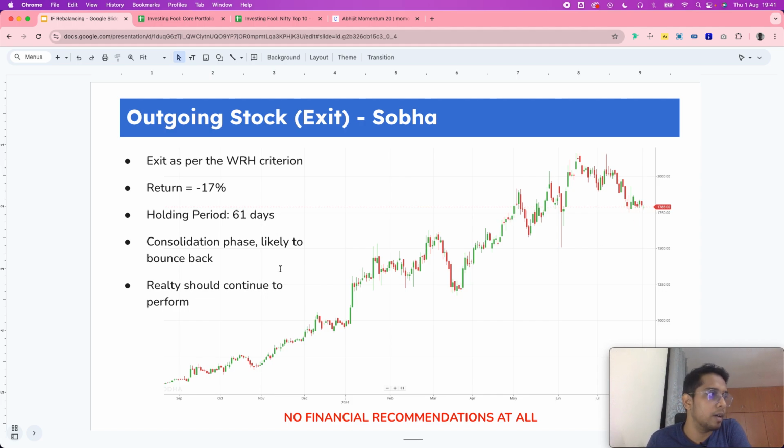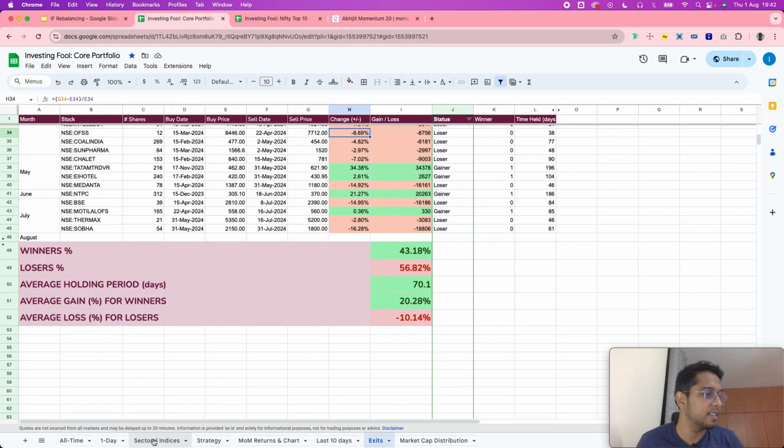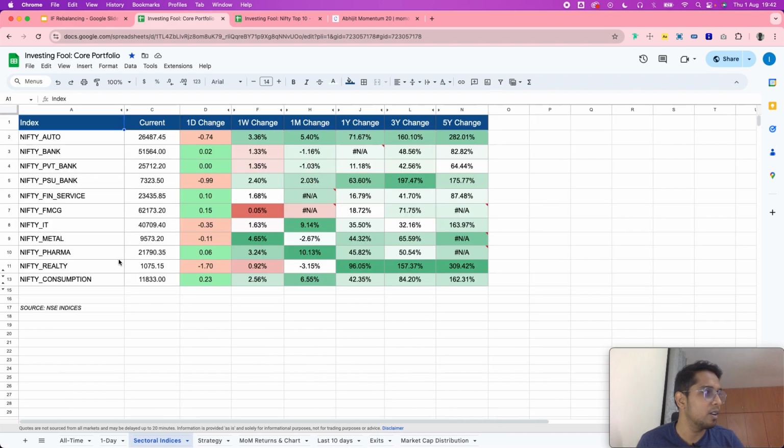We held it for 2 months, and my personal view is that this is in a consolidation phase and it will come back very hard, and all the real estate names will continue to perform. The real estate sector will continue to perform. Yes, it has थोड़ा सा ठंडा हो गया है in the last, I think, 1 month. We can look at the sectoral indices, right? So how is the realty? Realty is only 0.92% in 1 week. In 1 month, it has actually given negative returns, right? Compared to, let's say, IT. IT has given 9.14% return compared to Nifty realty, which is at negative returns, right?